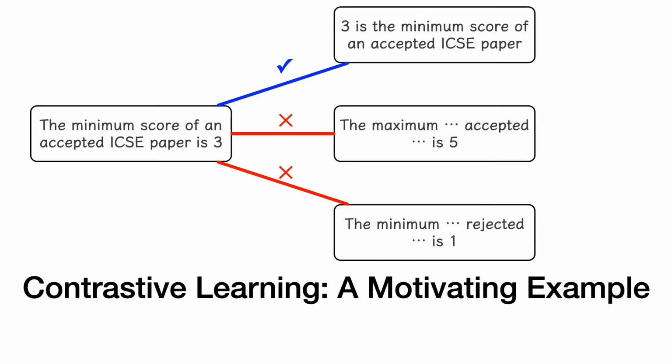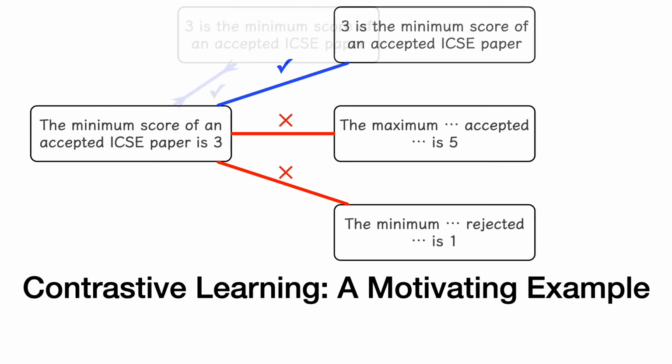Suppose now we have 4 related sentences talking about the score of accepted ICSE papers. The sentence on the left and the first sentence on the right are both saying that the minimum score of an accepted ICSE paper is 3. So as you can see, they are talking about the same thing, they are similar and they are interchangeable. On the other hand, the remaining 2 sentences on the right have different meanings. So with methods based on the distributional hypothesis, all 4 sentences here might end up with very close representations, because remember, we showed that maximum and minimum have very close representations from Word2Vec embeddings.